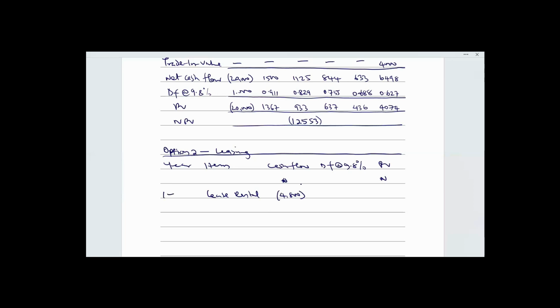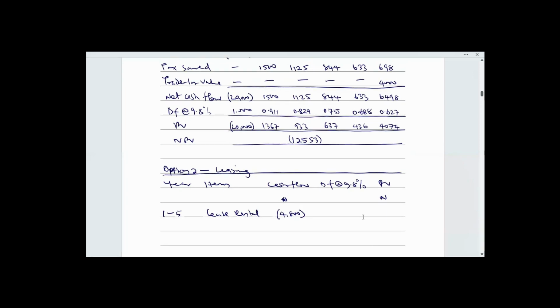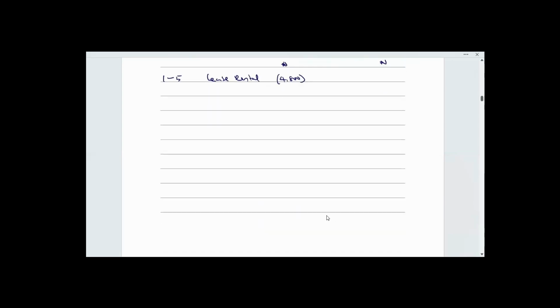So year 1 to, what's the lease period? For the next 5 years. Yes. So 1 to 5. So I need to calculate the annuity factor for year 1 to 5 at 9.8%. What do you get?